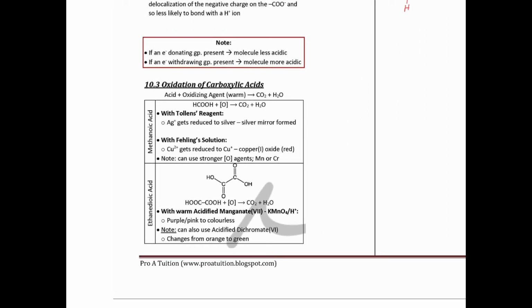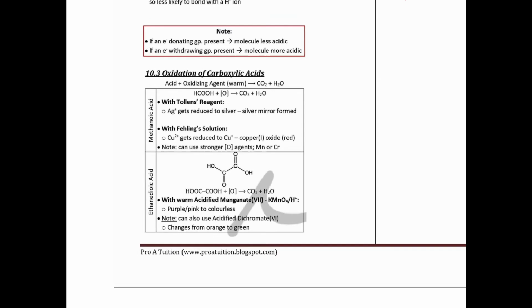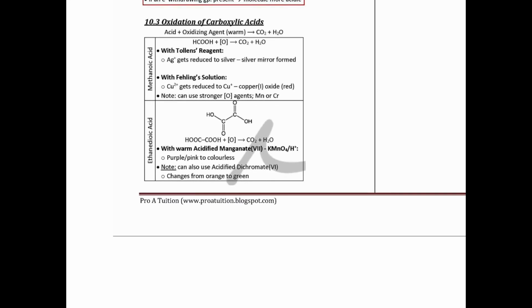10.3, oxidation of carboxylic acid. So let's do a quick revision first. What kind of oxidation is that? Last time in AS chemistry, we learned primary alcohol. You oxidize, then they form aldehyde. Aldehyde, you oxidize again, then they form carboxylic acid. And in AS chemistry, when they form carboxylic acid, then end of story already.